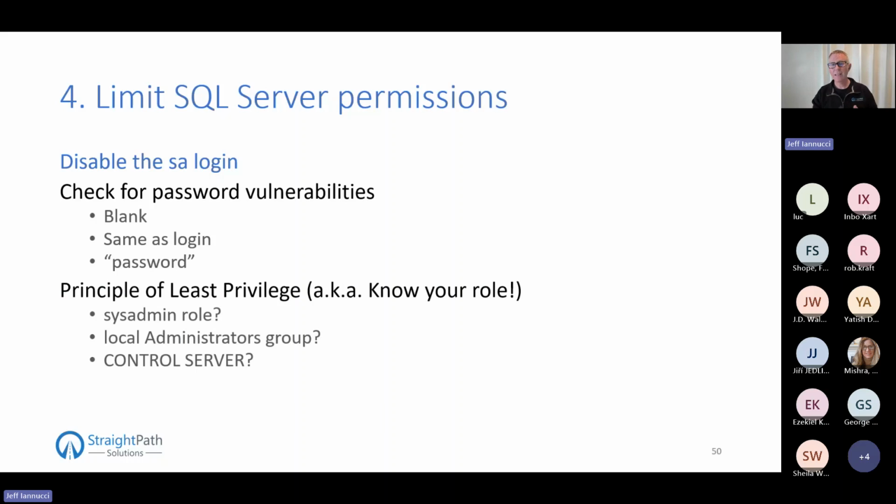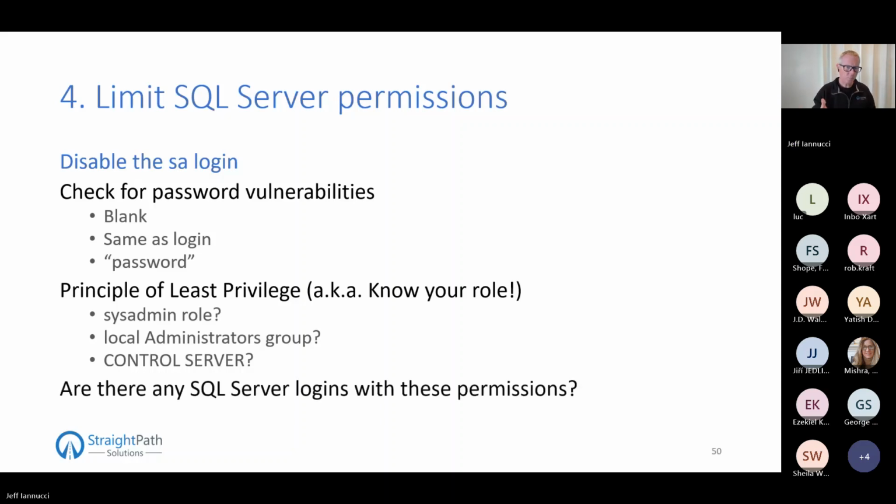We want to make sure we don't have anyone in the sysadmin role that doesn't need to be there. We don't want anyone in the local administrators group that doesn't need to be there. We don't want anyone to have control server permission that doesn't need it. And if they do, let's ask, why aren't they in the sysadmin role? I would actually add to this slide, but I'm running out of space, the security admin role as well, because anyone in the security admin role on your instance can create a login with control server permissions. See how that works? Permission escalation.